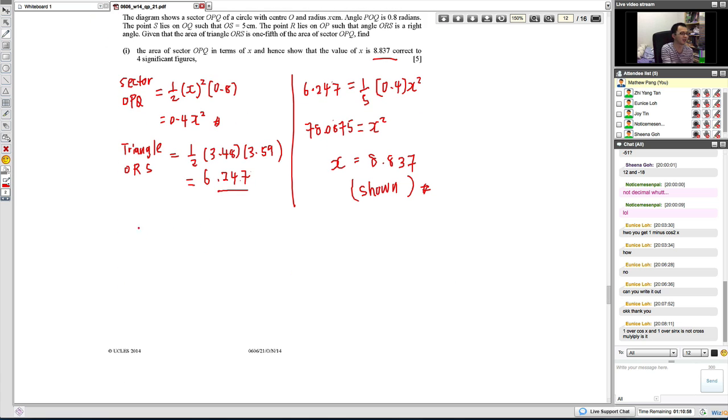So this one I can work out here because it's easier for me to take this information. So I will say area of sector OPQ equals 0.4 multiplied by 8.837 squared. Yeah, it's 31.2.